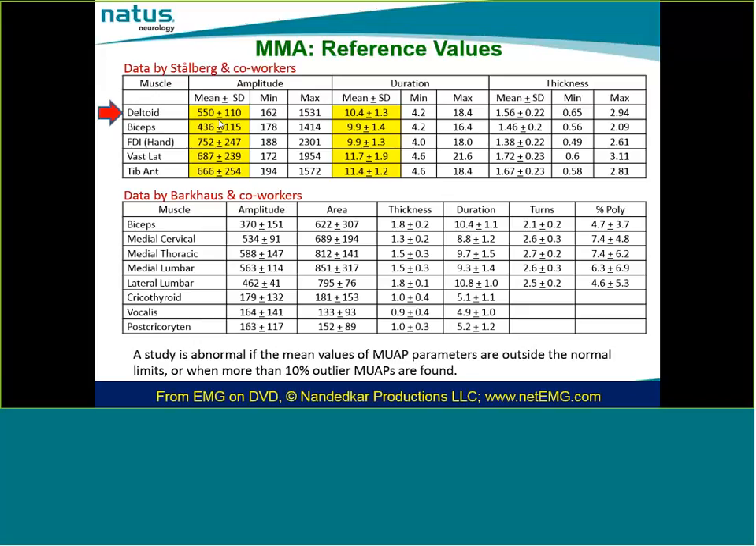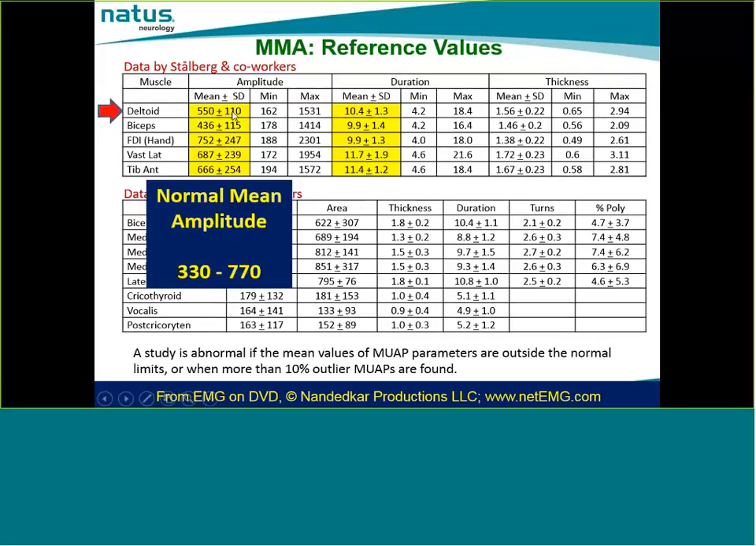So in one subject, the value could be 450. In another subject, it could be 600. In another subject, it is 700. So you take all of this data and calculate the mean. So for the deltoid, that was 550, and the standard deviation was 110. Now, in general, a 2 standard deviation band about the mean is considered as the normal range. So 550 minus 2 standard deviations. 2 standard deviations is 220, so the lower limit is 330.